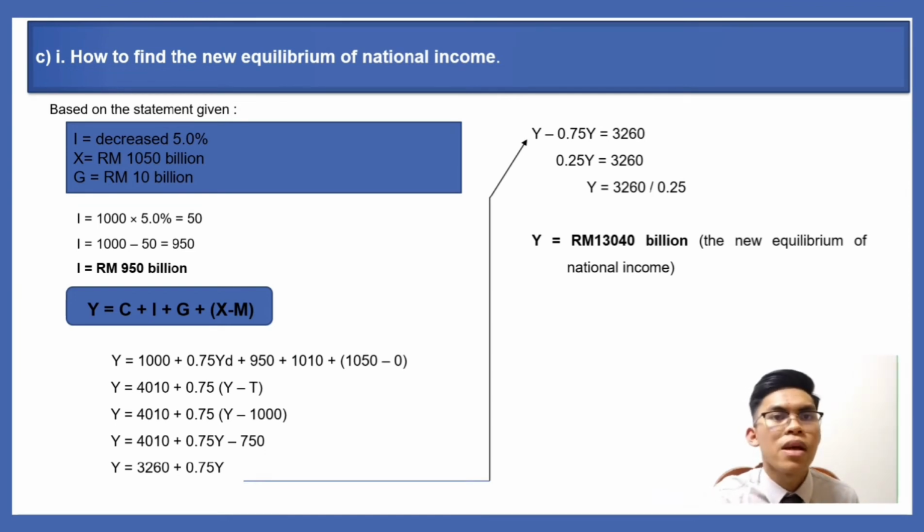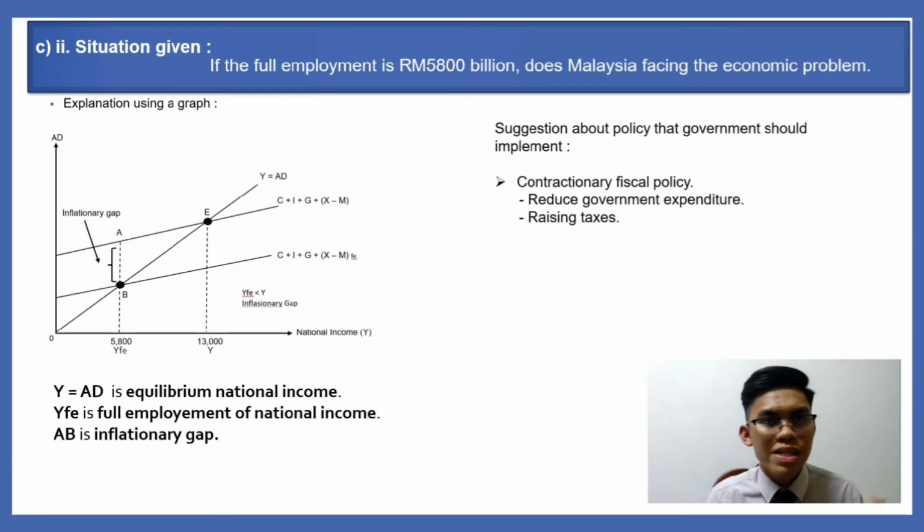1010 billion. After that, we just apply it to the formula, which is Y equals C plus I plus G plus X minus M. Before that, you must know the consumption function is still the same. So after you do the calculation, you will get the final answer: Y equals 13,040 billion, which is the new equilibrium of national income. Okay, for question B, to Roman, the equilibrium is reached when Y, which is national income, equals aggregate demand, which is AD.